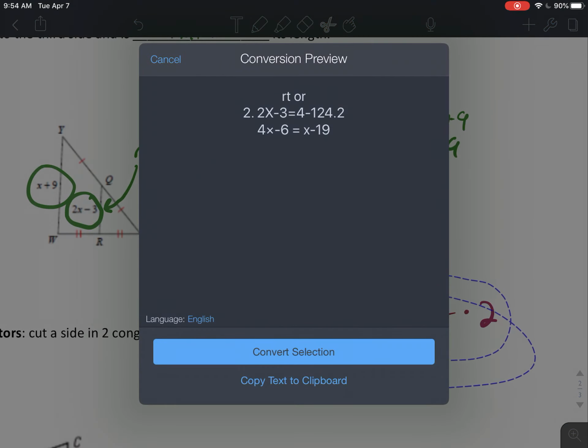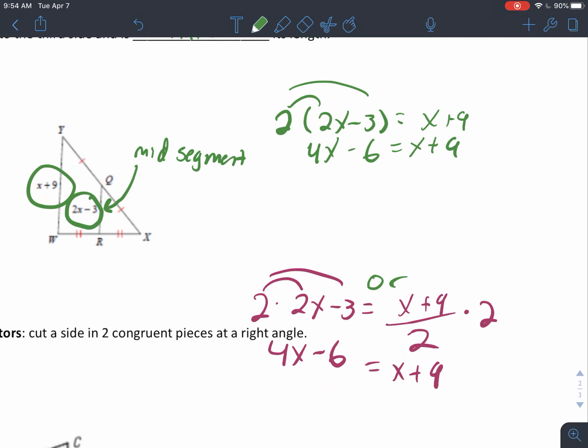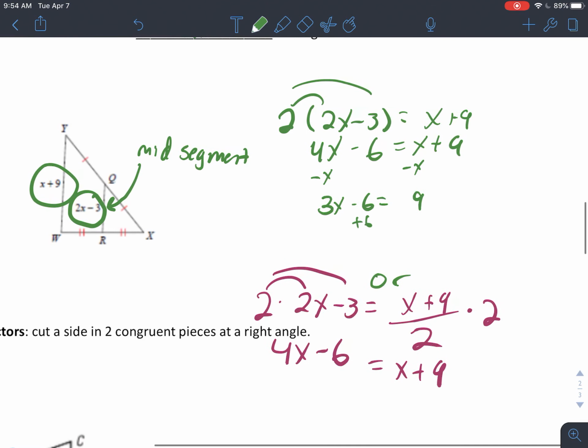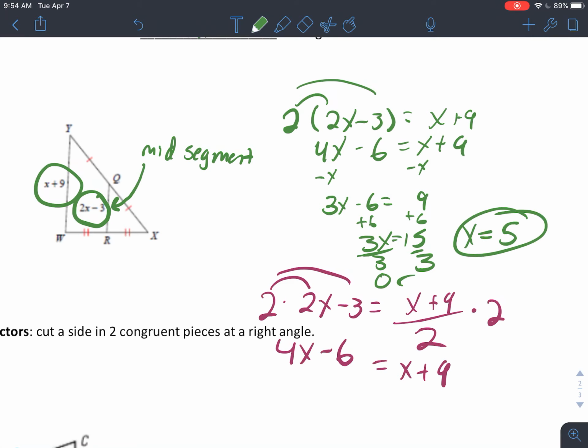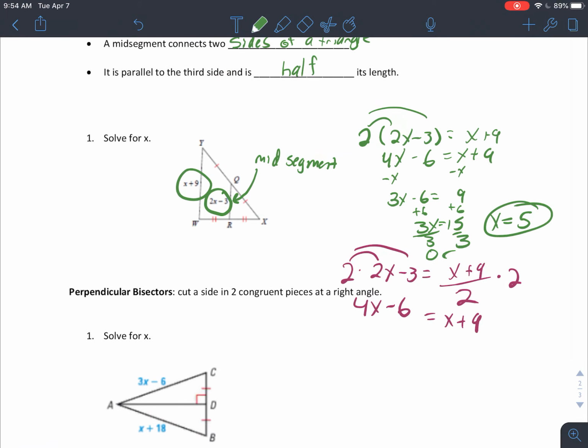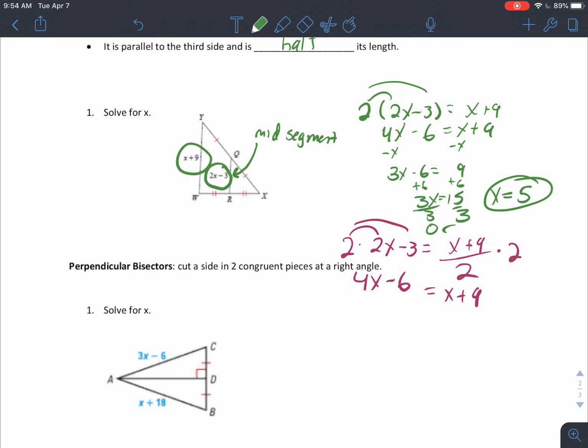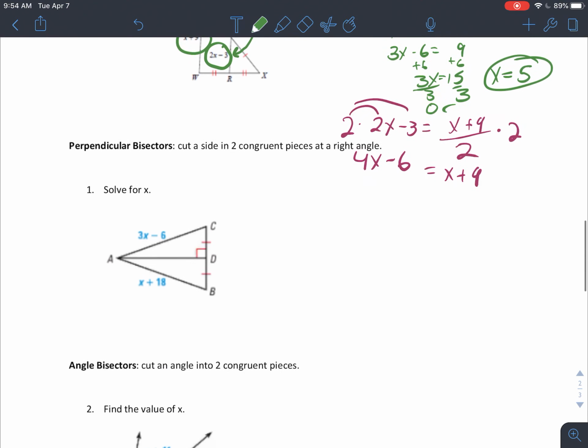If we continue with the top, I would subtract the x to the other side, which gives us 3x minus 6 is equal to 9, and then I would add the 6. We would get 3x is equal to 15. Divide by 3 on both sides, and we get x is equal to 5. And that's how you would do a midsegment question.